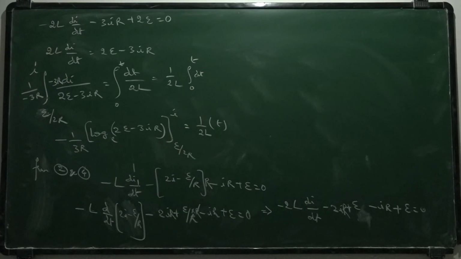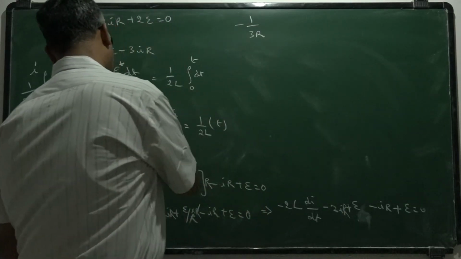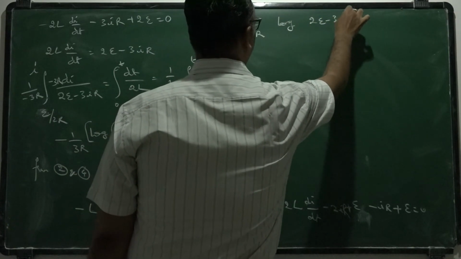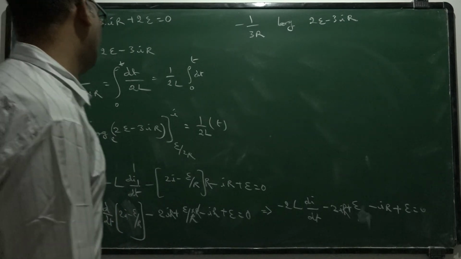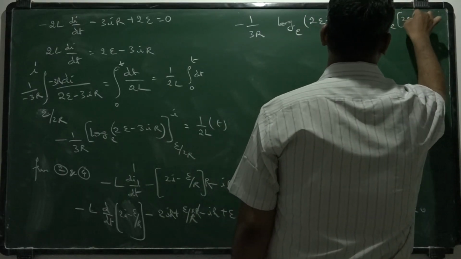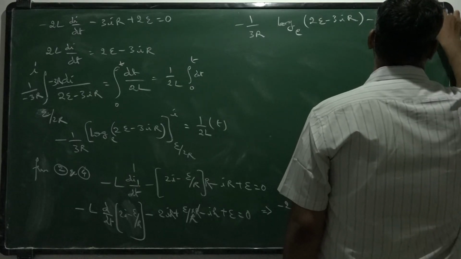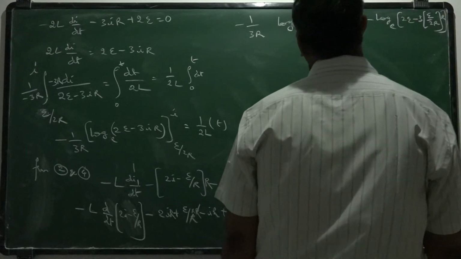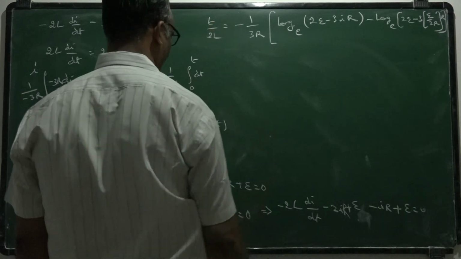And if I substitute the limits, minus 1 by 3R, by substituting I here, you will get log 2E minus 3IR, minus of, in the place of I, if I substitute E by 2R, then you will get minus log to the base e of 2E minus 3, in the place of I I should write E by 2R, into R. This is on the left hand side. Right hand side is t by 2L.